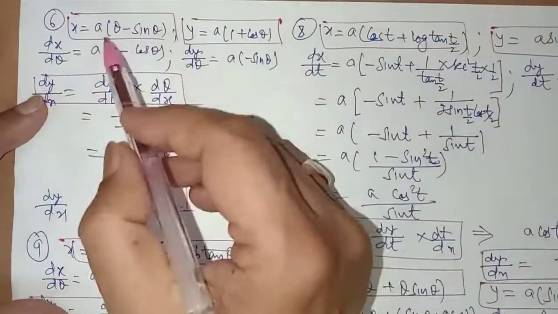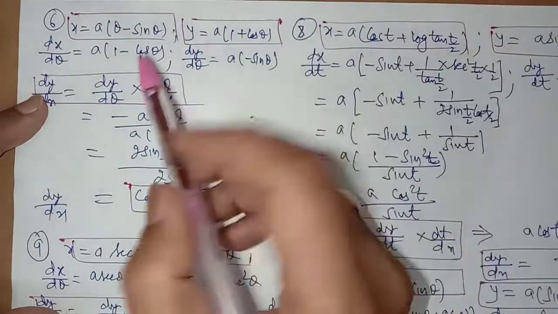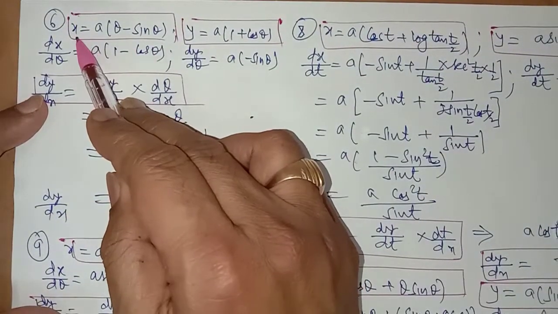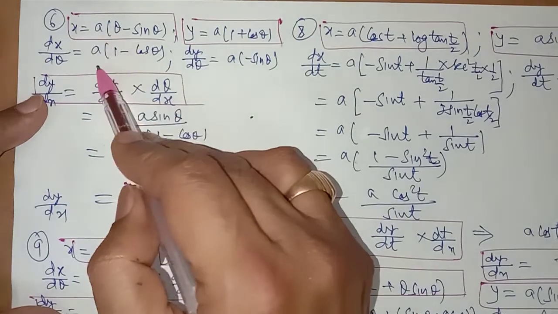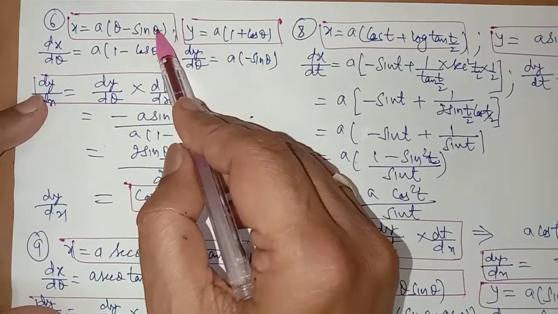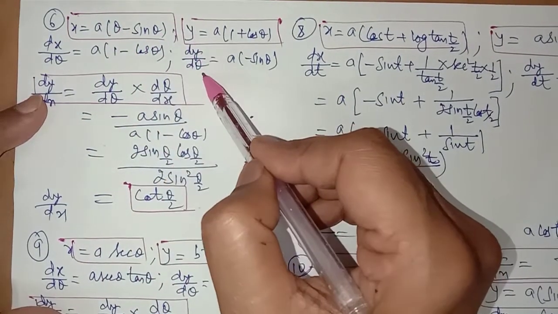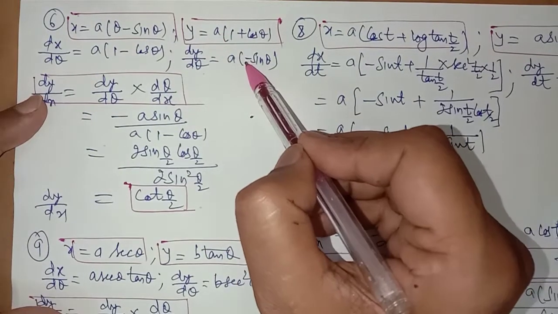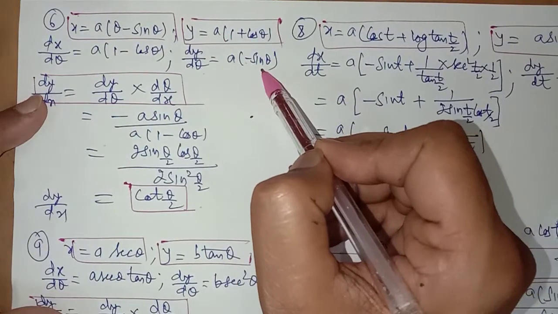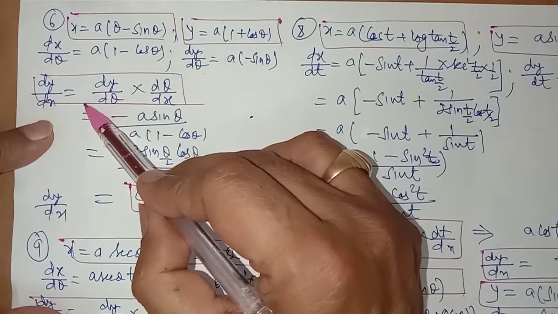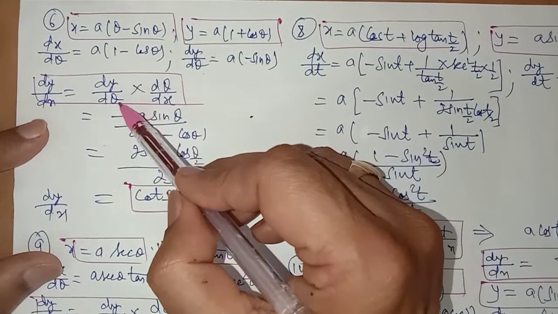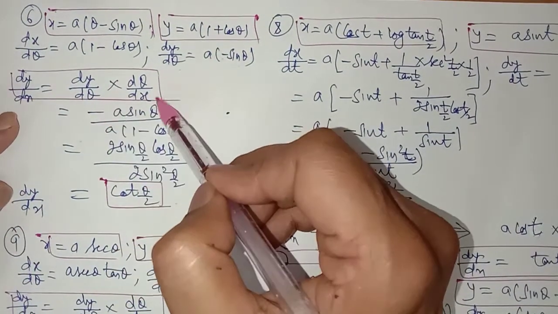In question number 6, again the same, some trigonometry will be used to find the answer. So dx upon d theta is equal to a times (the derivative of theta, 1, and the derivative of sin theta, cos theta), dy upon d theta: the derivative of a is 0 and the derivative of cos theta is minus sin theta. So again by using the chain rule, dy by dx will be equal to dy upon d theta into d theta upon dx.